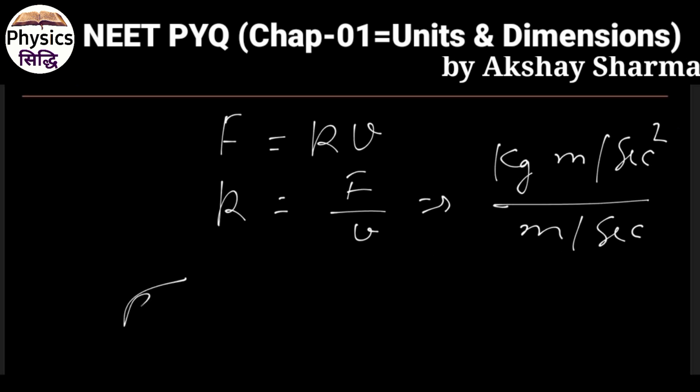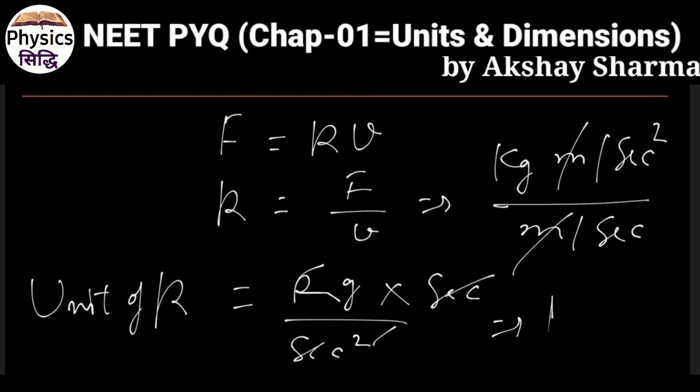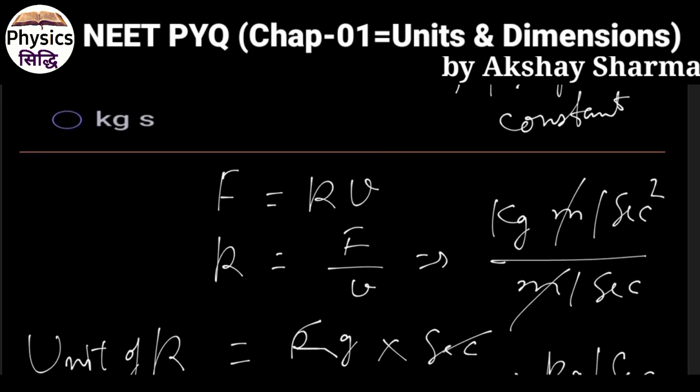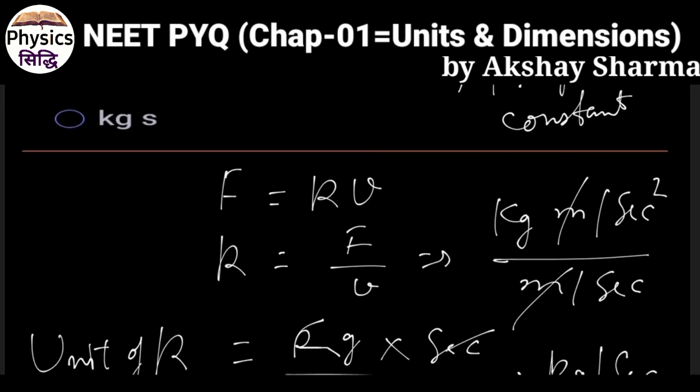So let's say unit of K will be equal to, meter to meter cancel, kilogram upon second square, and this second goes right up here. Second to second cancel. This means kilogram per second or kilogram second inverse. This is right. So next question.